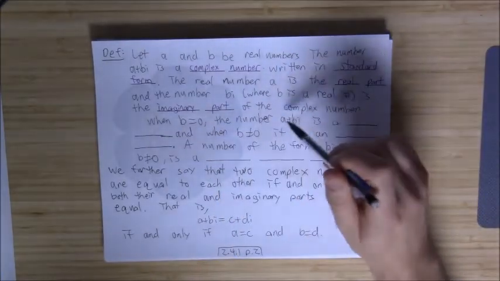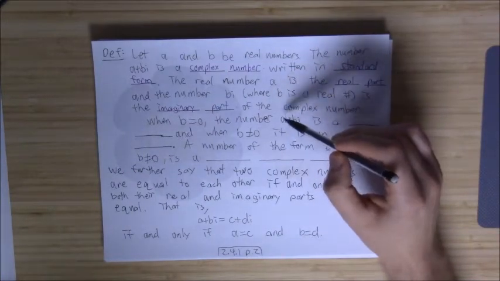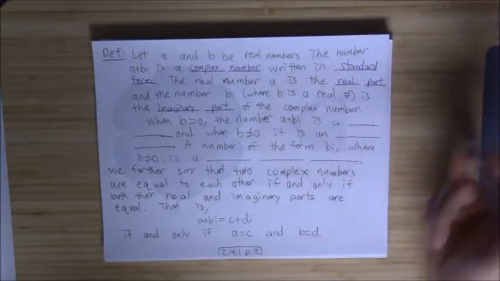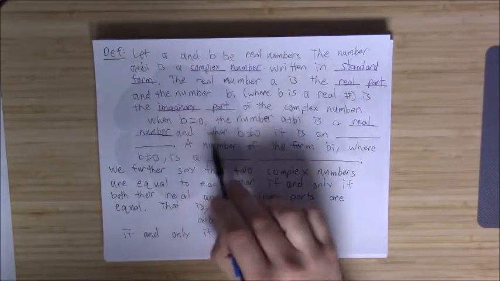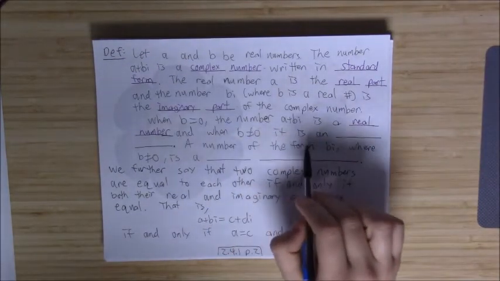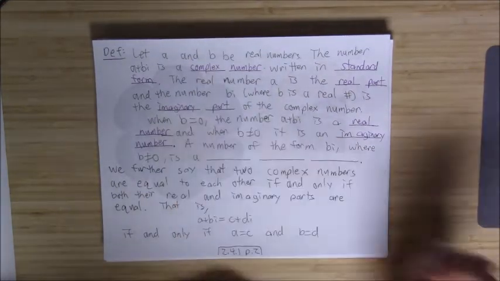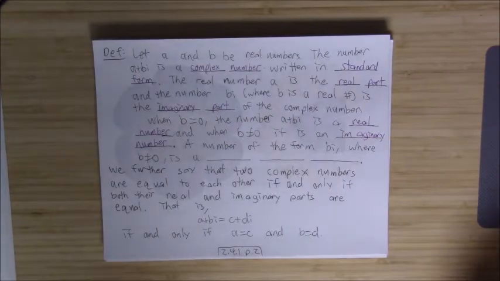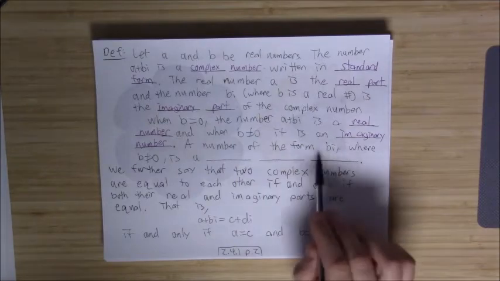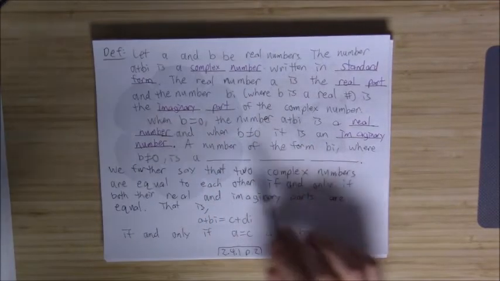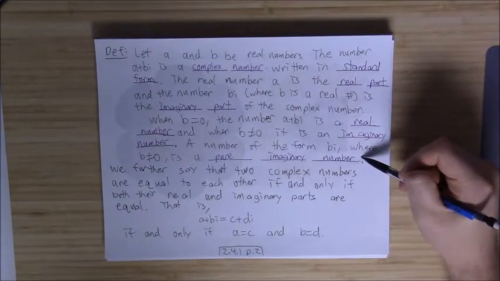When b equals 0, this part goes away, and thus we just have a. That is, the number a plus bi would have to be a real number. And when b does not equal 0, it is an imaginary number. We further say that a number of the form bi where b does not equal 0, so in other words, a is 0 and b is not 0, is a pure imaginary number.